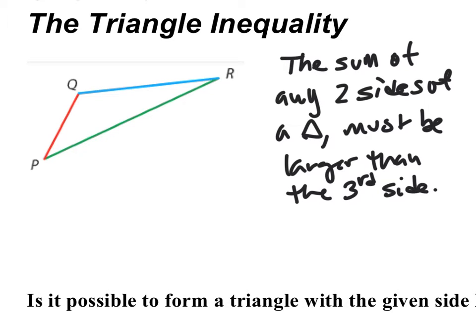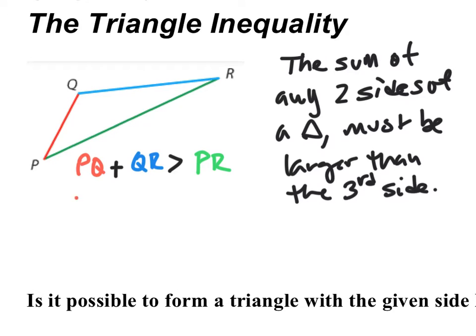If I wanted to say the first one, say PQ, the sum of PQ plus the sum of QR must be strictly larger than the length of PR. That's probably the one that you'll check the most, where you check the two small sides to see if they're larger than the largest side, because the other way around, it's pretty self-explanatory.